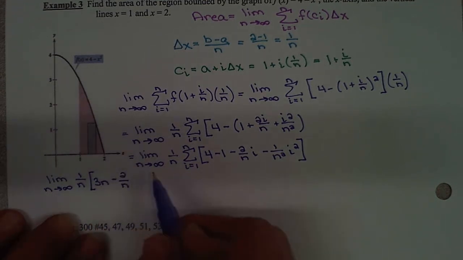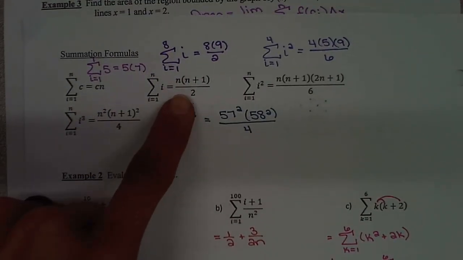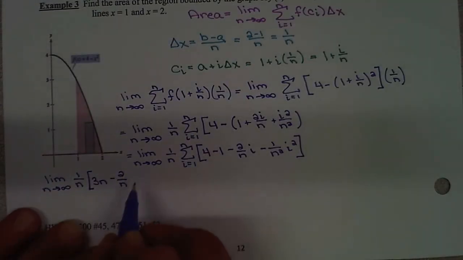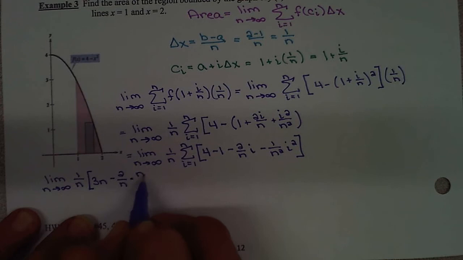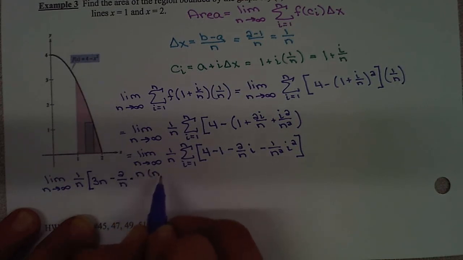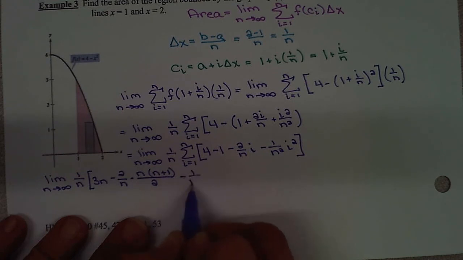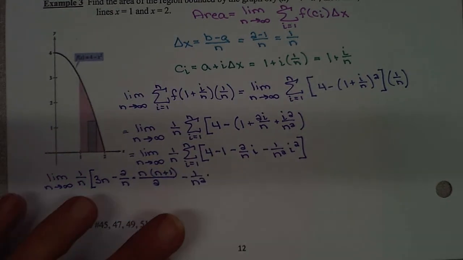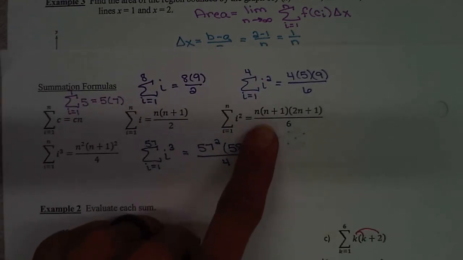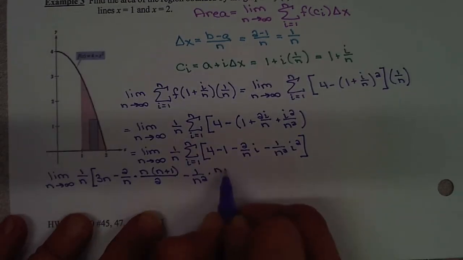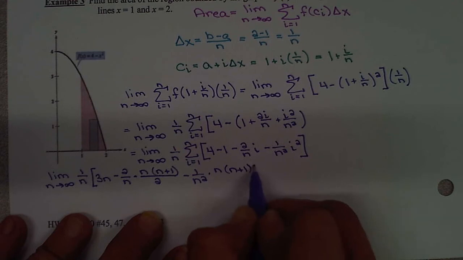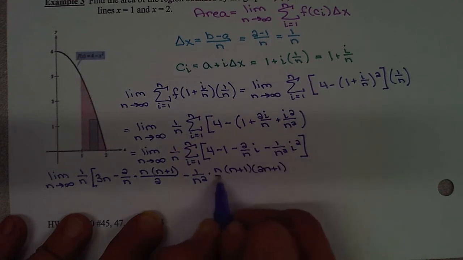n. My formula for the sum of i is just an n times an n plus 1 over 2. So n times n plus 1 over 2. I think I maybe said minus 1 a second ago on accident. Then I have a minus 1 over n squared. And then my formula for the sum of i squared is the n times the n plus 1 times the 2n plus 1 all over 6. So n times n plus 1 times 2n plus 1 all over 6.